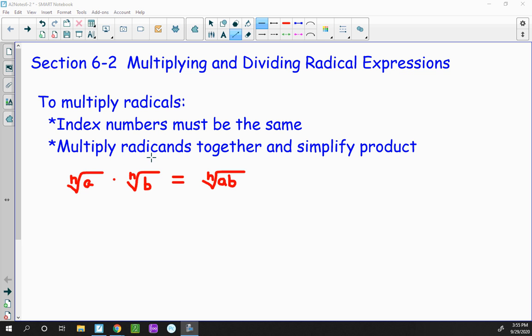Secondly, you're going to multiply the radicands together, and then you're going to simplify your product. So you're going to take, in this case, A times B and write it as a product. And then if this simplifies, you will go on further. Make sure the index numbers are the same, multiply the radicands together, and then simplify last.